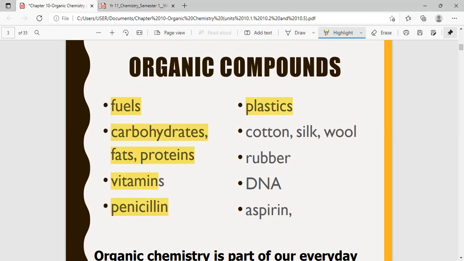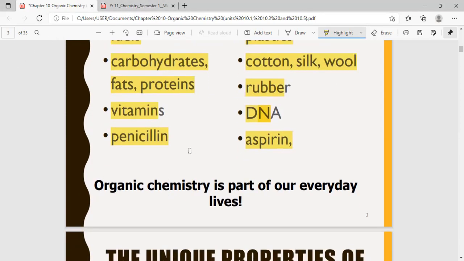Plastics. We can see that everywhere we turn around, we have plastics: our face mask, our stationery items, our clothing, all these are synthetic fibers. Cotton, silk, wool, these are also organic compounds. Rubber, the DNA that we have in our cells, aspirin, which is a painkiller, all these are organic compounds. So we can say that organic chemistry is a part of everyday life. When you look around us, you see there are a lot of organic compounds without us even realizing it.